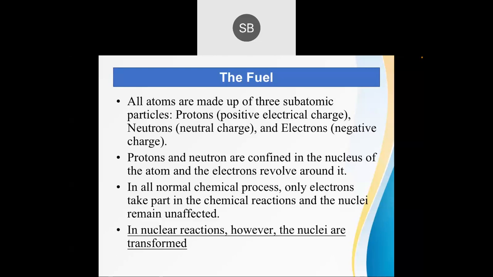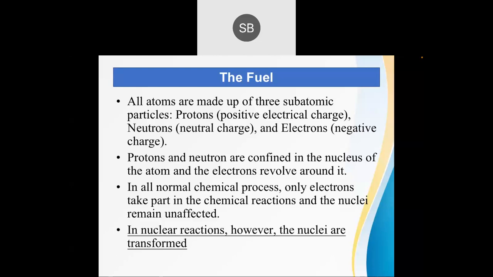But the fuel we are consuming inside the nuclear power plant is not coal, it is not gas, it is not diesel or anything else. Okay, it is the nuclear fuel that we are going to use. So for that, you must know what is meant by atom, what is a molecule, and what the different subparticles of the atom are.